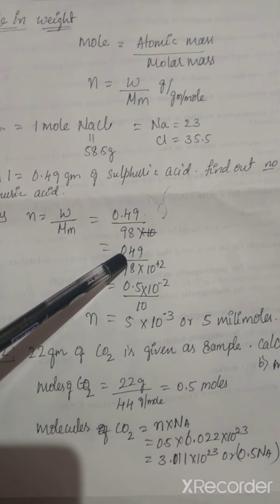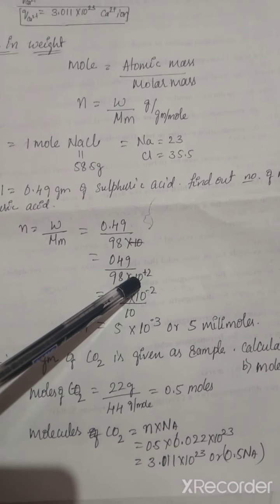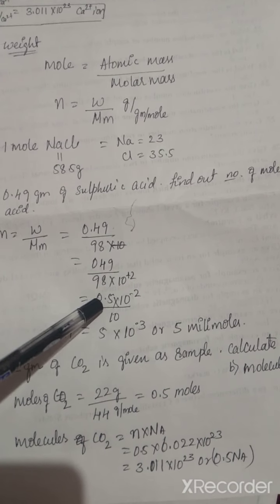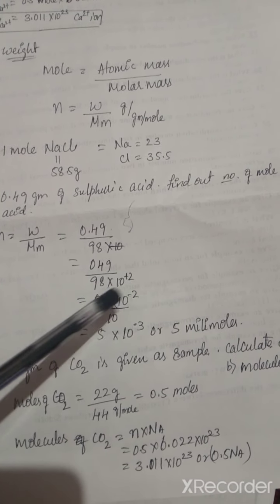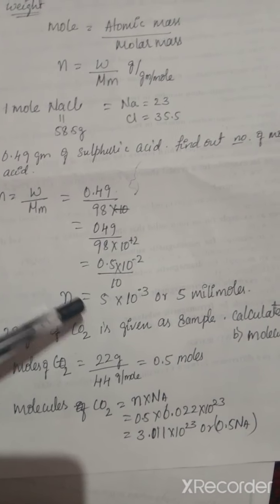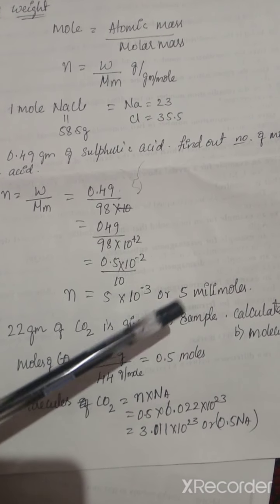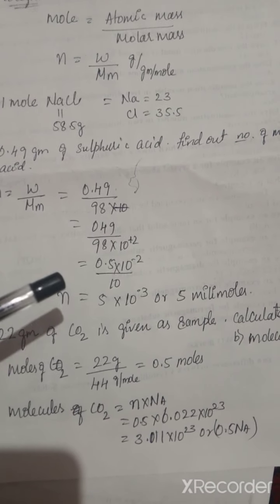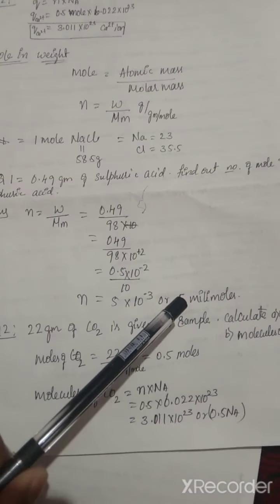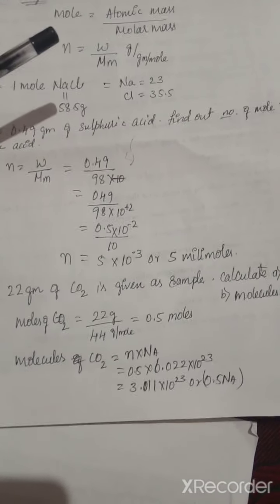And next, we can shift the point by using 10 to the power of 2 from here. Then we will get 0.5 into 10 raised to minus 2 by 10. This is how we can do it, and we will get 5 into 10 to the power of minus 3, or 5 millimoles. 0.59 grams of sulfuric acid has 5 millimoles of sulfuric acid. Is it clear? This is how we can calculate in weight.